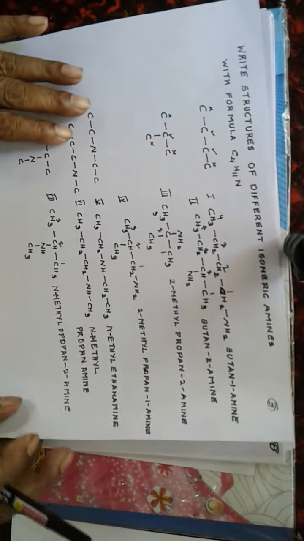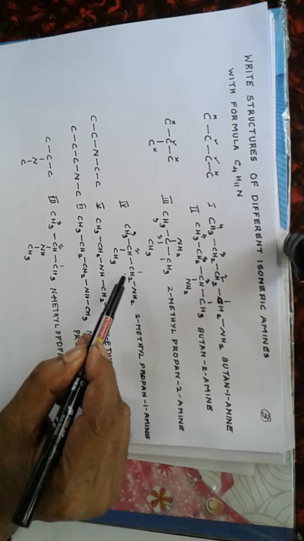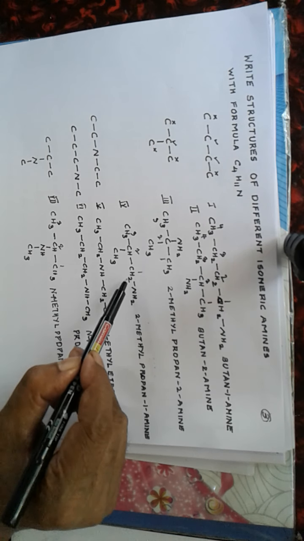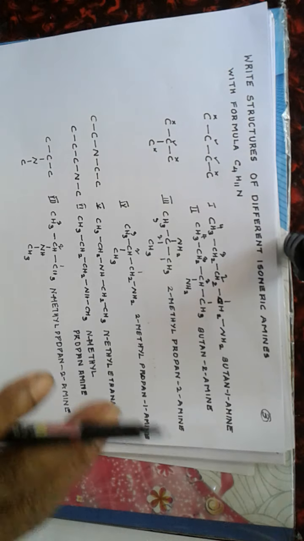Now here also, when we consider this one and this one, 4 and 5, there is functional group isomerism because this is a primary amine, this is a secondary amine. So all the isomers show mainly three types of isomerisms: chain isomerism, position isomerism, and functional group isomerism are shown by the various isomers.